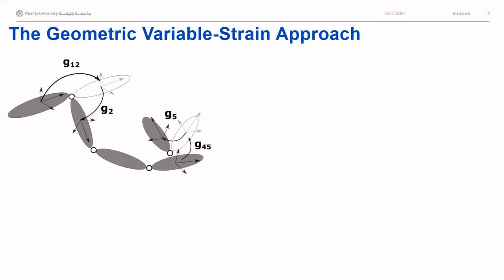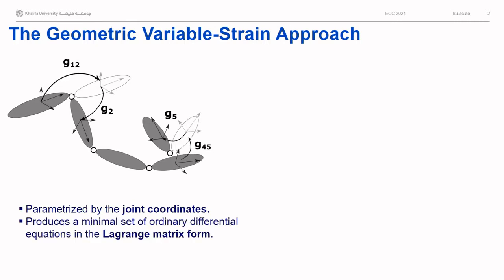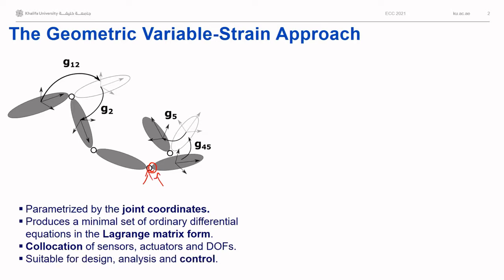So in a nutshell, what we want to do with this geometric variable strain approach: we are all familiar with rigid body modeling of robots. As Stefano said, we can parameterize it using the joint coordinates. This produces, as we know, a minimal set of ordinary differential equations in the standard Lagrange matrix form. This kind of model is very useful because of the collocation of actuators, sensors, and degrees of freedom. They are all located at the joint. And this makes it suitable for design, analysis, control, other than simulation.